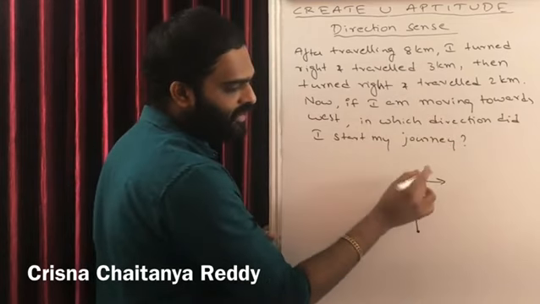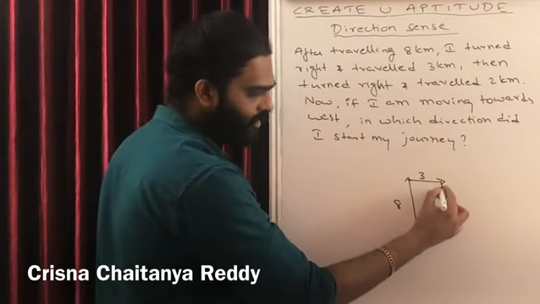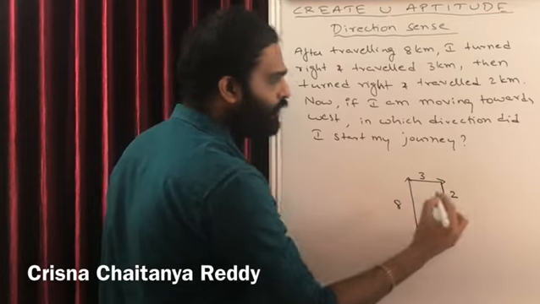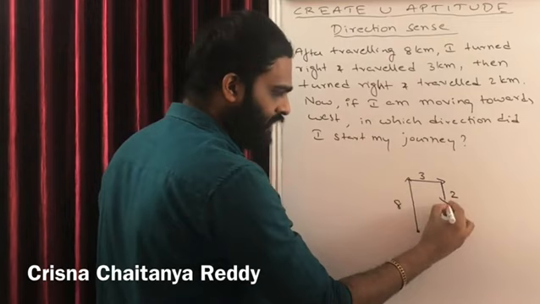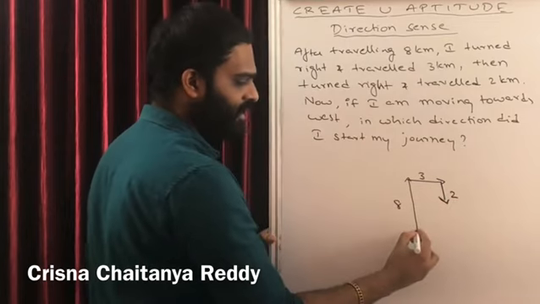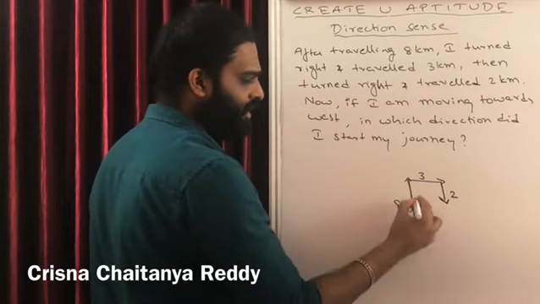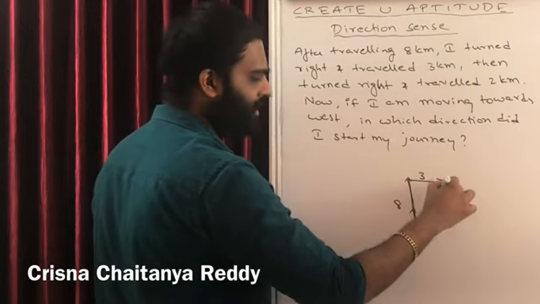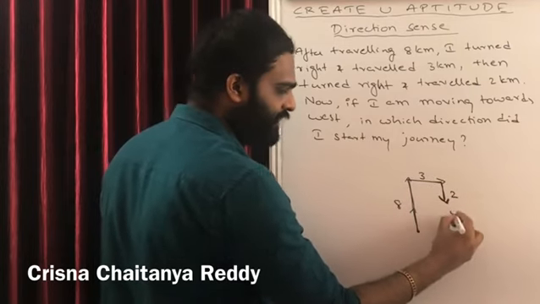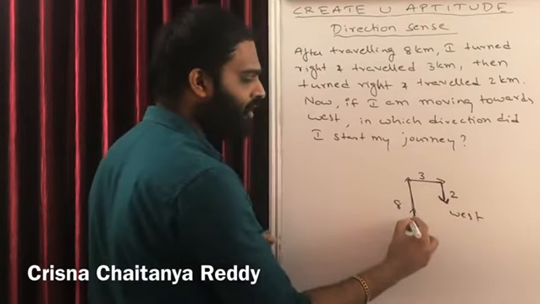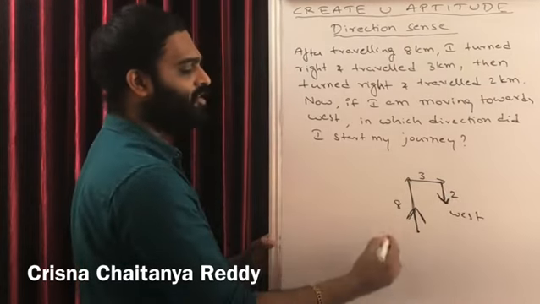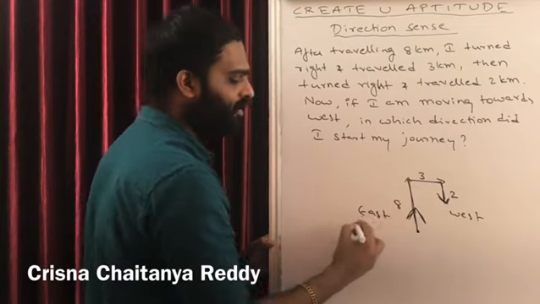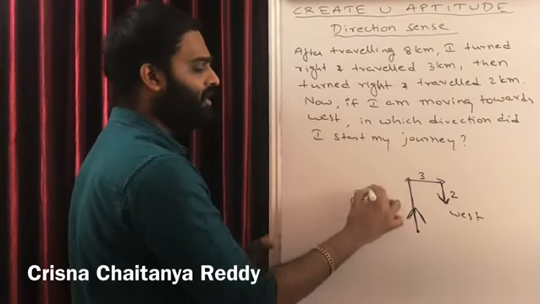If this is the direction, right of this will be this direction. So turned right and traveled 2. Then he said, now if I am moving towards west, if this direction is west, I started in this direction, I turned right, then again I turned right. So if this is west, he is asking us to find out what this direction is. If this is west, the opposite of west will be east. So I started my journey in the east direction.